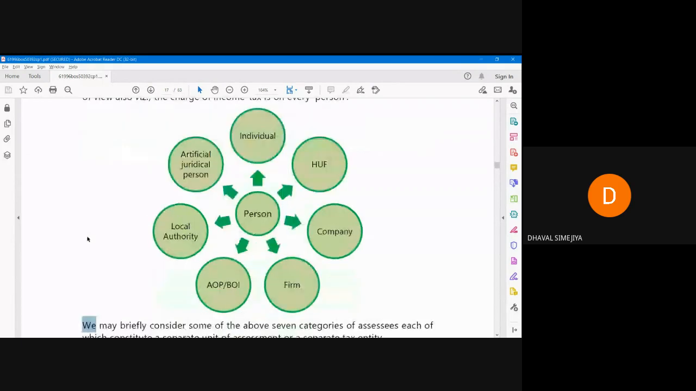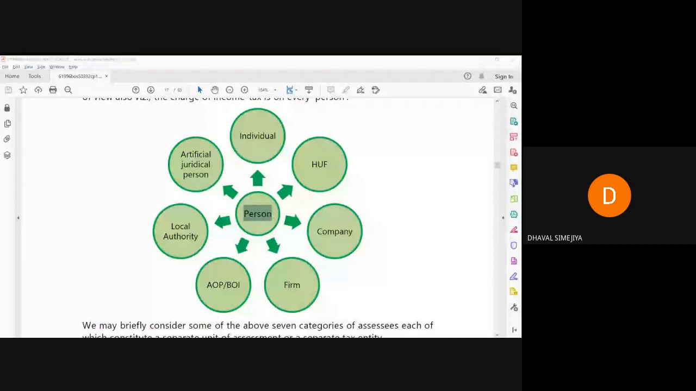So, who will be covered in the definition of person? Individual, HUF, company, partnership firm, AOP, BOI, local authority, artificial juridical person. These are the subcategories of person. In general terms, person means you and me. But from the point of view of income tax, person includes partnership firm also, company also, AOP also, BOI, local authority, all these are persons.